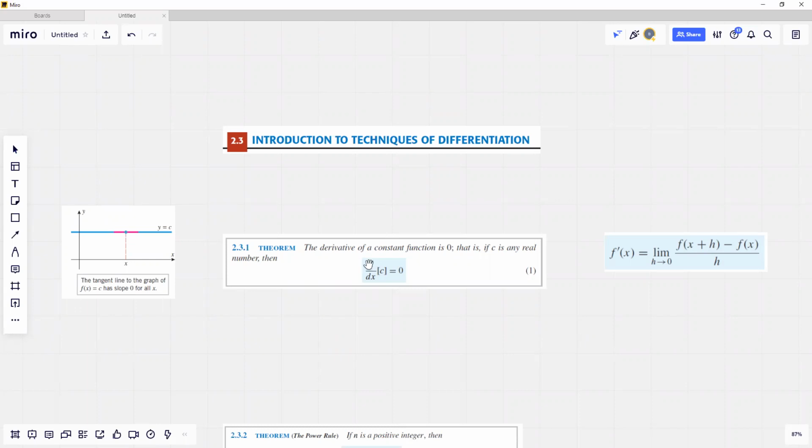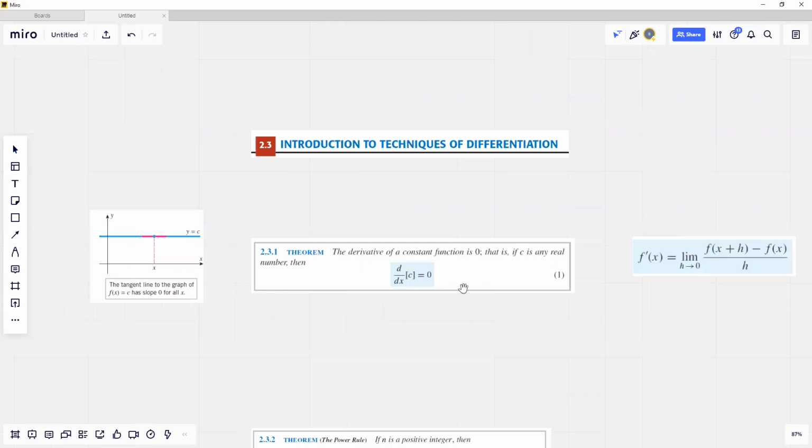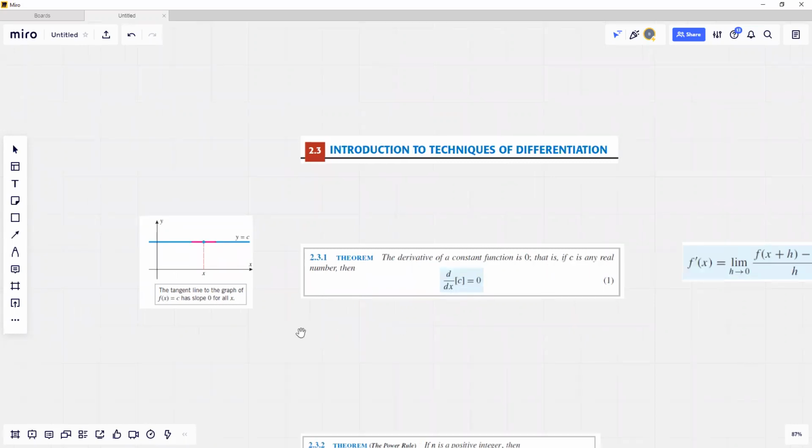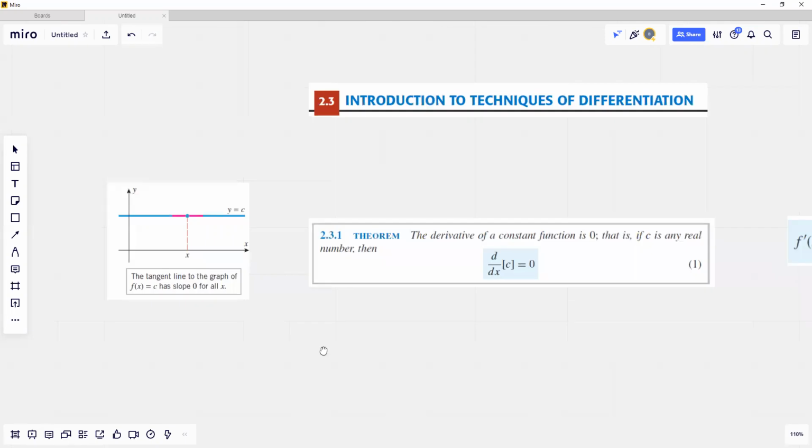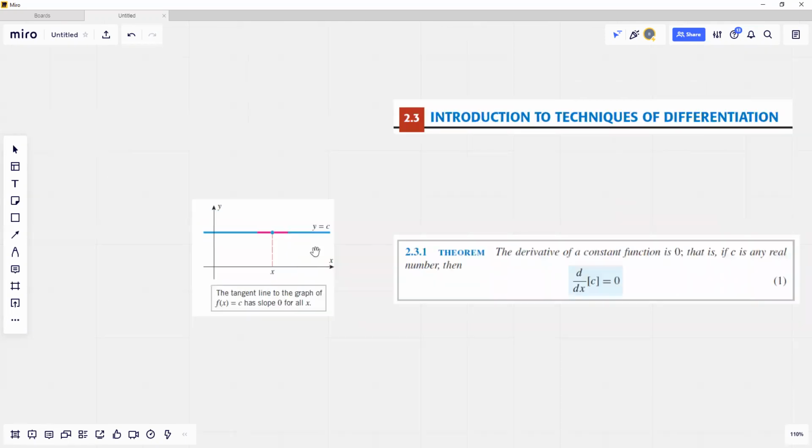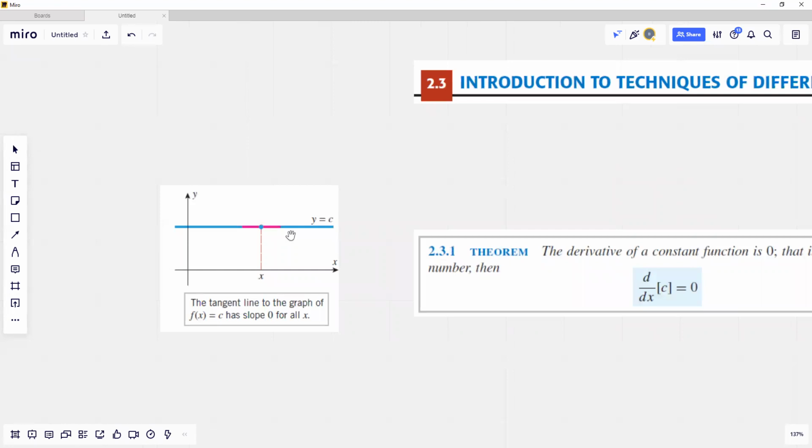First theorem is for derivative of a constant function. So we have here the derivative of a constant function is equal to 0. That is, if c is any real number, then derivative of it is 0. We can see that by looking at the graph of constant function, y is equal to c. If we look at the slope of tangent line at any point of this straight line, then we see that it is going to be parallel to x-axis, meaning that its slope is going to be equal to 0.